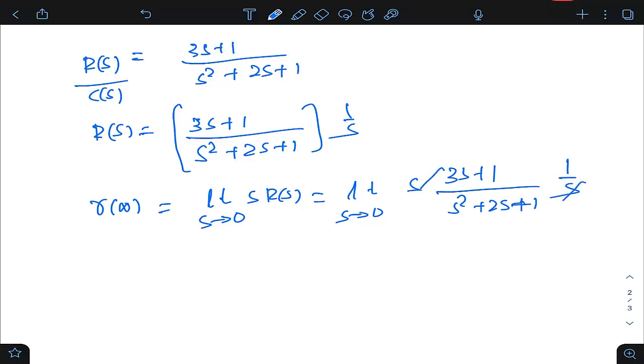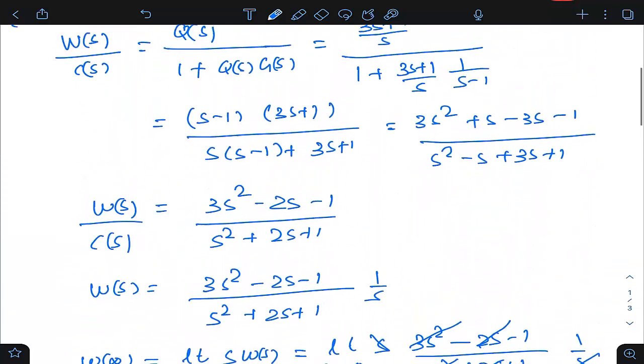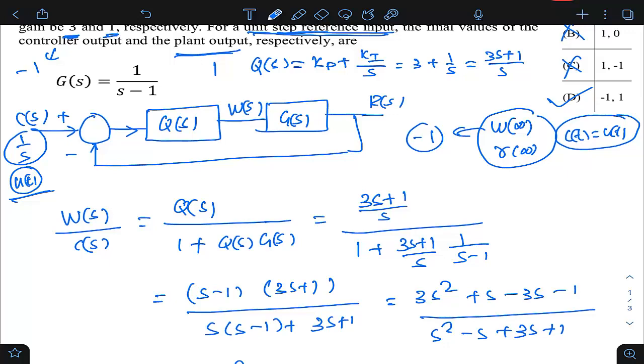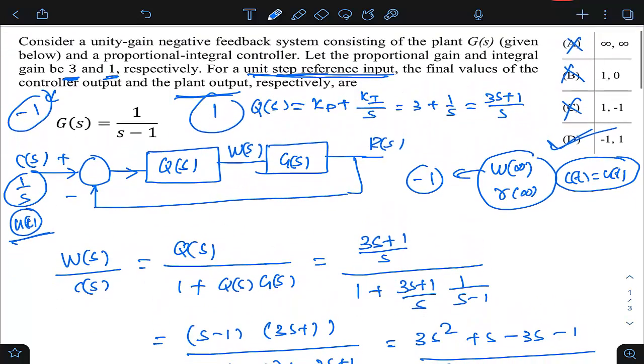So this has cancelled out. If you substitute S equal to 0, this term is 0, this term is 0, this term is 0. So you are left with 1 by 1. The answer is 1. So you see, this is the plant output. The final value of plant output is coming as 1. So final value of control output is minus 1 and final value of plant output is 1. So the answer is minus 1 and 1, which is of course given in option D. So D is the right answer for this problem.